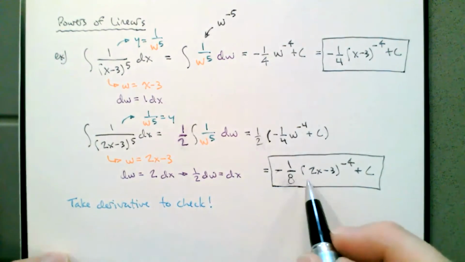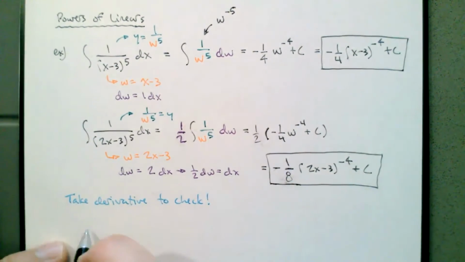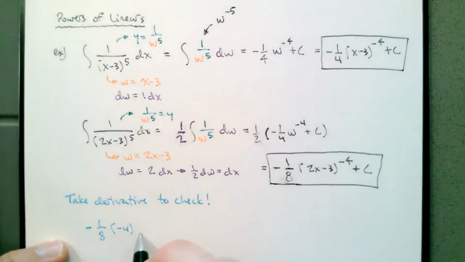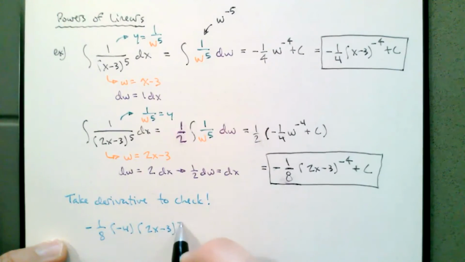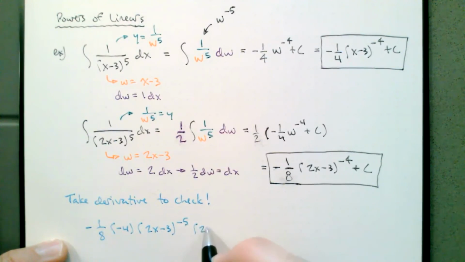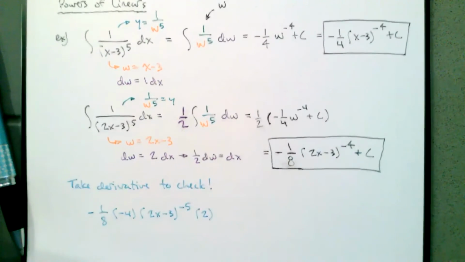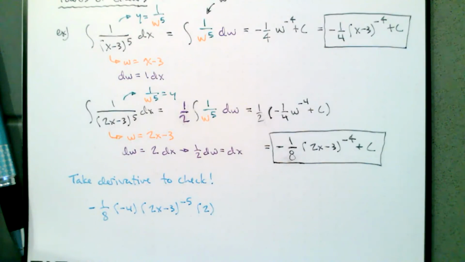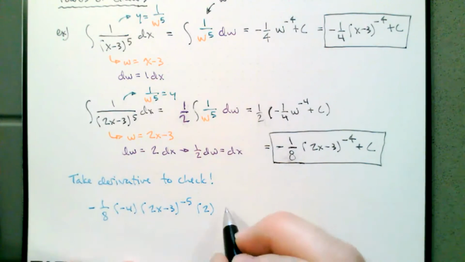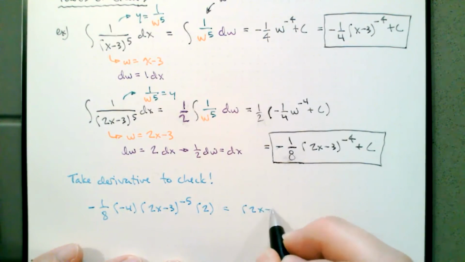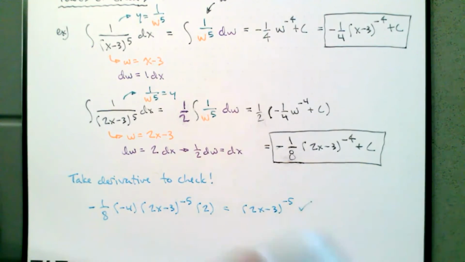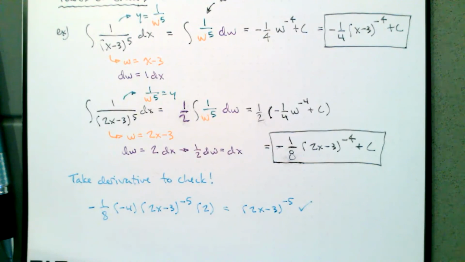of -1/8 times 2x minus 3 to the -4 is, we'll take the -1/8, we multiply by a -4, multiply by the exponents, reduce the exponent by 1, and then multiply by the derivative of the inside. So the 1/4 came from the integral process, and the 1/2 came from the derivative of the inside. And so this gets us back to 2x minus 3 to the negative 5, which is what we started with. Always good to take the derivative of your integrals to see if they go back to the original.